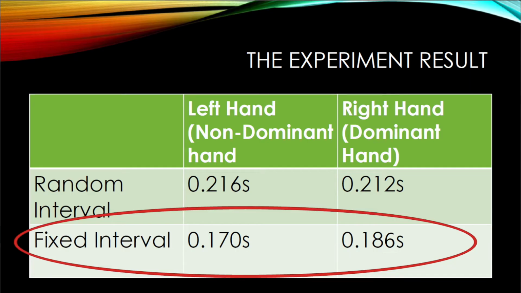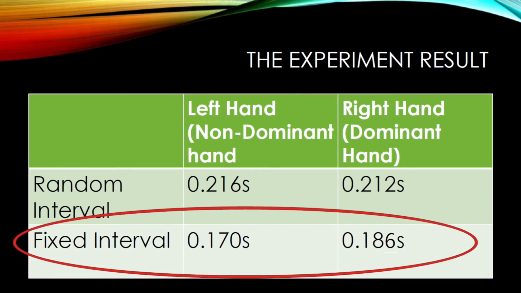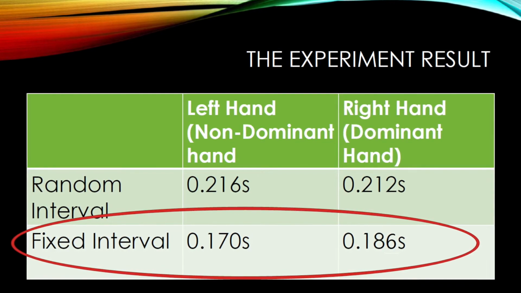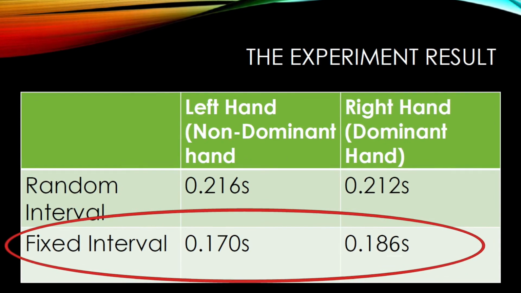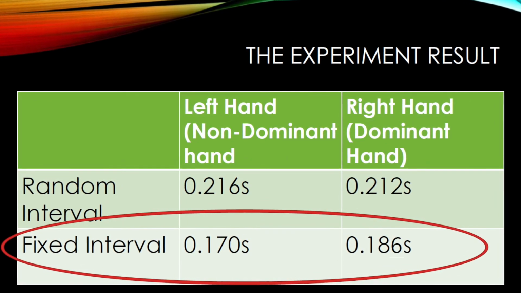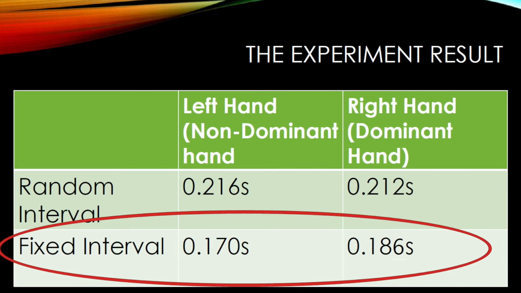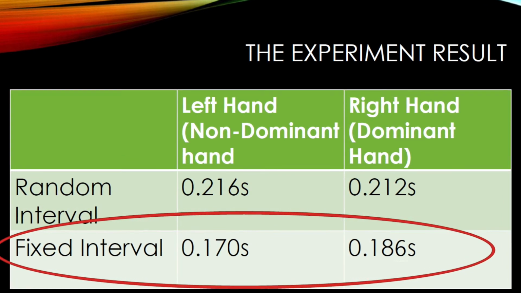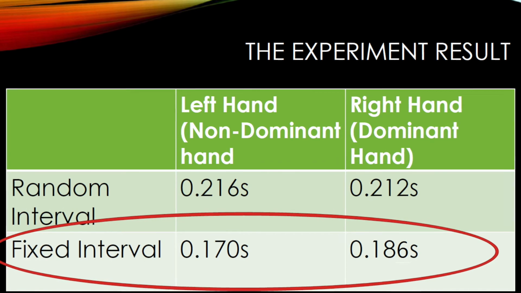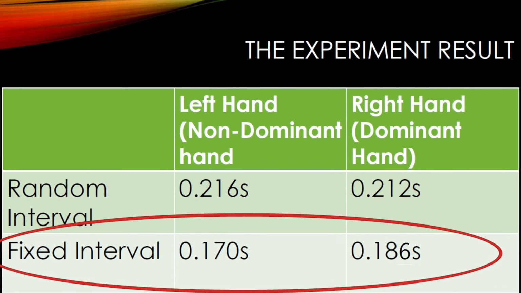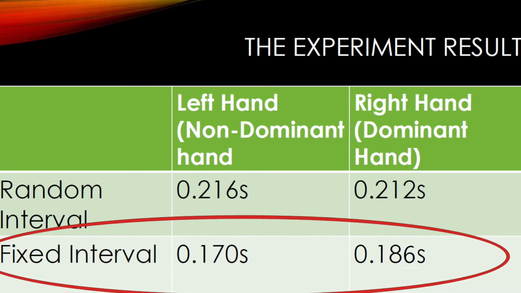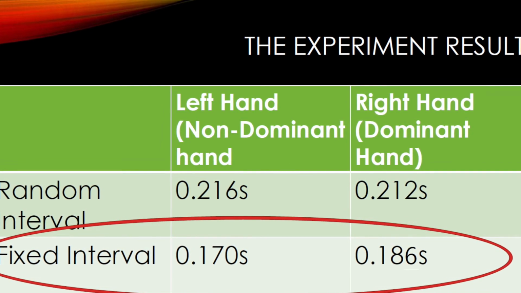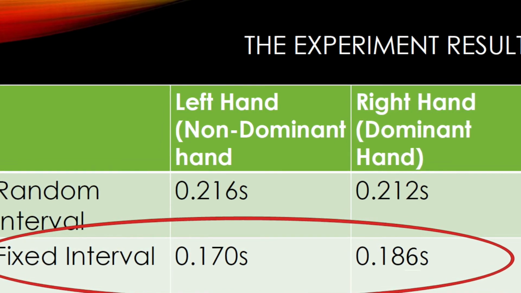Firstly, the left hand and right hand with fixed interval have less reaction time than random interval. For example, in the left hand, the fixed interval time is 0.170 second, which is less than the random interval of 0.216 second. So, the reaction time with fixed interval is faster than with random interval.